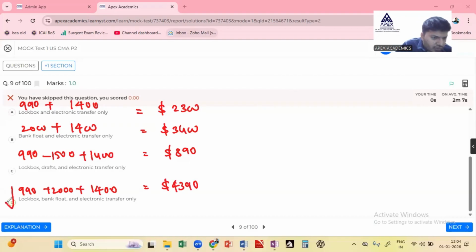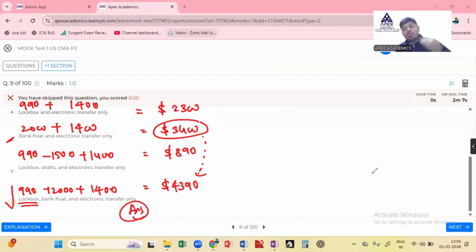So what should I go for? I should obviously go for option number D. This is how you're supposed to apply your mind in the exams. We calculated each one and then we go by the option. The moment students see bank float, they will click on this. That is not what you click on. See the total. This is 3,400, I get it. But what about this option? This 4,390 is more now because you took lockbox in it. That is why this is your answer.